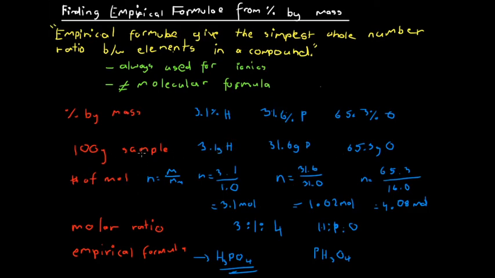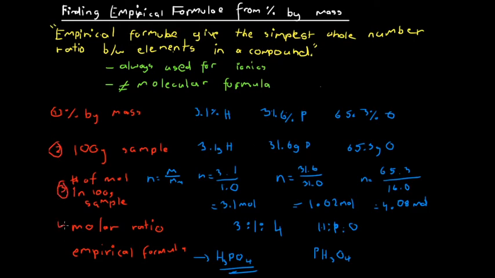Next, we use these masses to figure out the number of mole of each of these elements in the 100 gram sample. Now that we've got the number of mole in one sample, we can figure out the ratio between those numbers of moles, and from there, the empirical formula. So these are basically the steps that we follow to find the empirical formula from the percentage composition by mass.